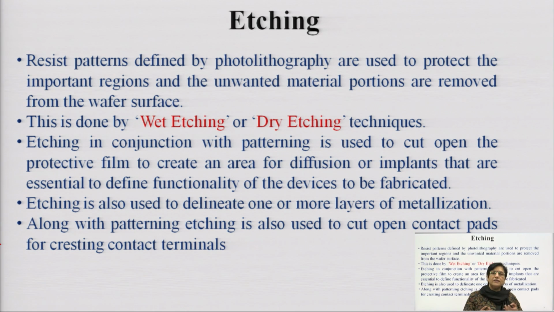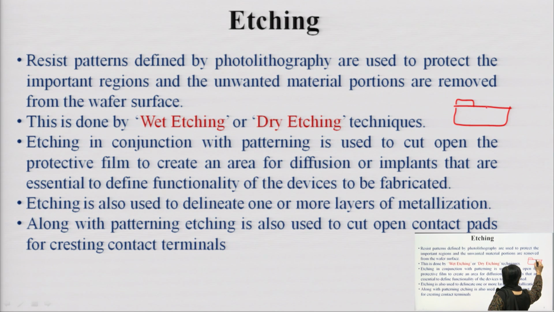Now, suppose my pattern is already transferred. After exposure, this was my mask, and here I had the complete layer of the photoresist. When the light was allowed to enter through the mask, this area was weakened because it was positive photoresist. So finally, my surface was having only this pattern, and this pattern was exposed.